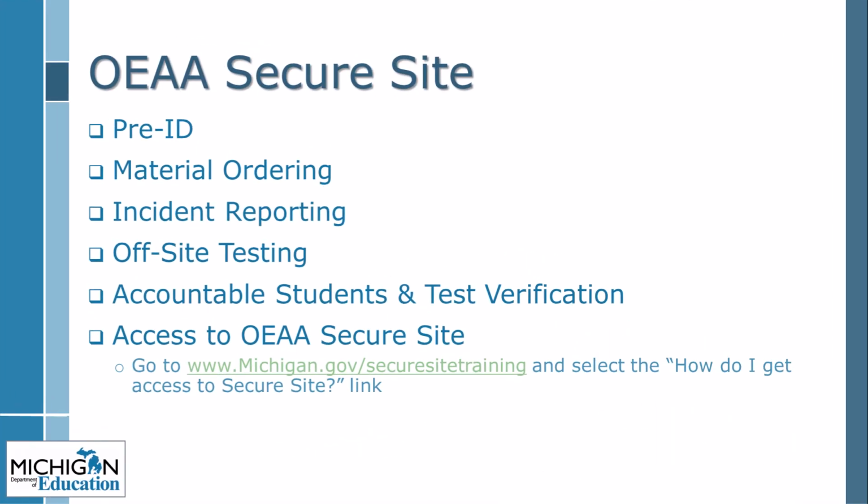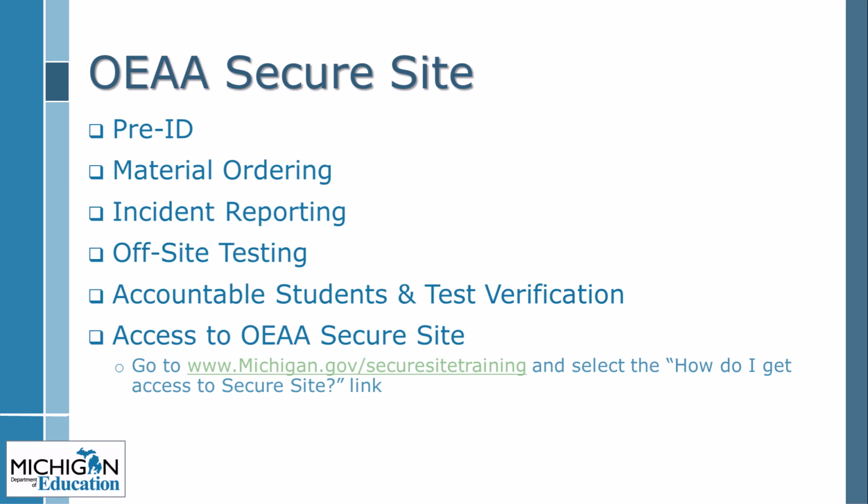The OEAA Secure site is the assessment system used for many administration tasks, including pre-identifying students for testing, material ordering, reporting any testing irregularities that occur through the incident reporting tool, and after testing. You can access the downloadable student data files and reports through the Secure site. The off-site testing page and accountable students and test verification are also here.